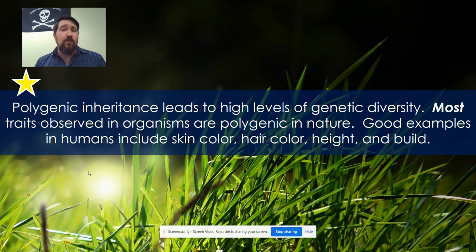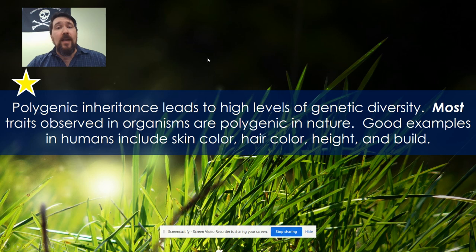So, good examples of polygenic inheritance in humans are things like our skin color. There are many different varieties of skin color, because lots of genes are coding for that. Our hair color, our height, our build, and even our eye color are all polygenic. And so it's difficult to talk about a human trait with classic Mendelian genetics, because there are only about 8 or 9 different human traits coded by only one gene.